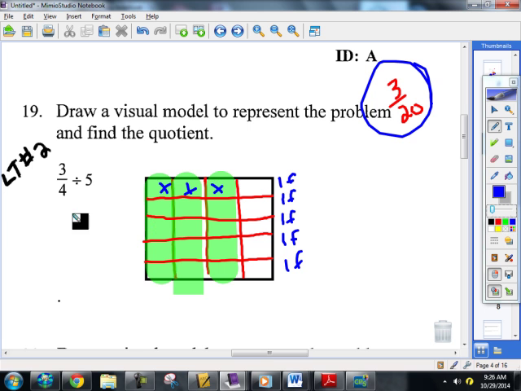Do the algorithm to check. 3/4 times 1/5 gives you 3/20. Is it wrong to forget the algorithm? No, but you should do it. I just forgot it this one time.